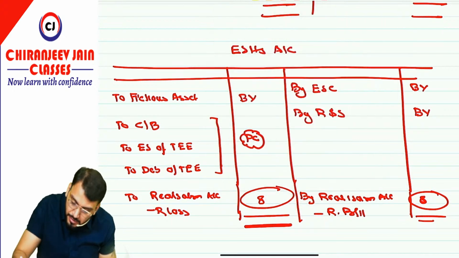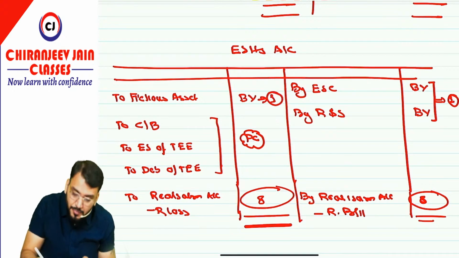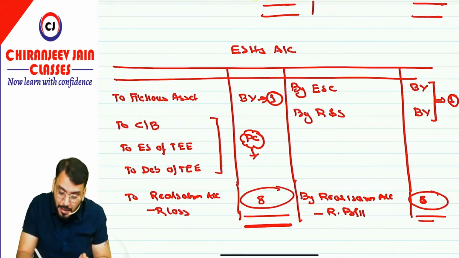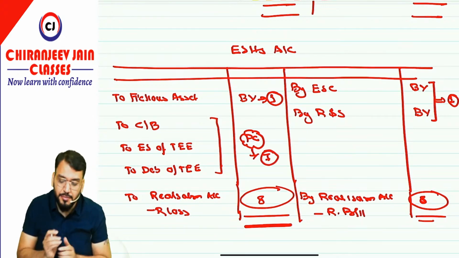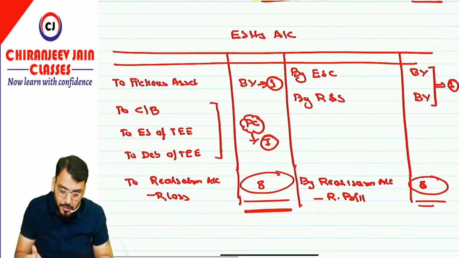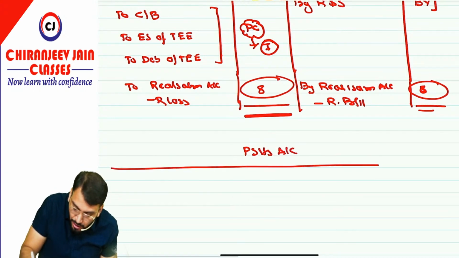This is step number 1. And this is payment to equity shareholders. This is step number 7. Are you getting what I am saying? Then we write down preference shareholders account. This all account you need to prepare.